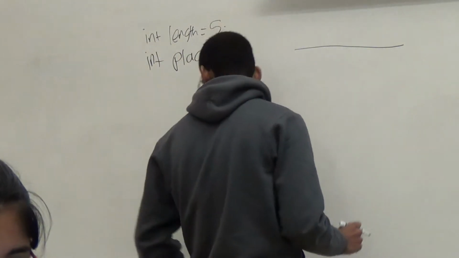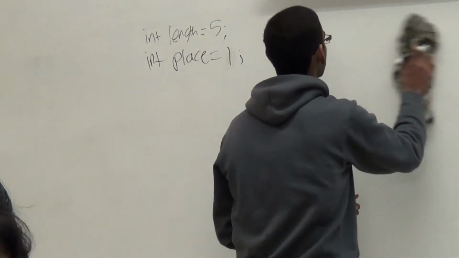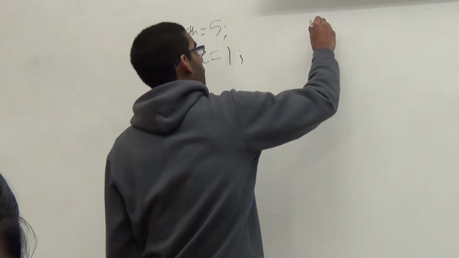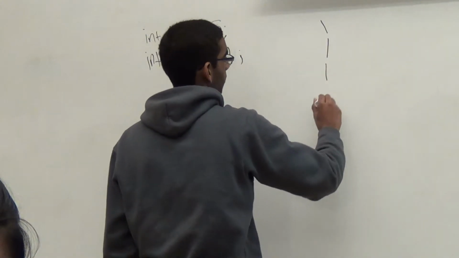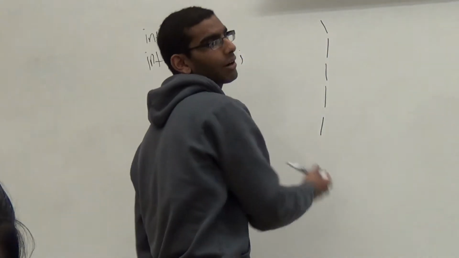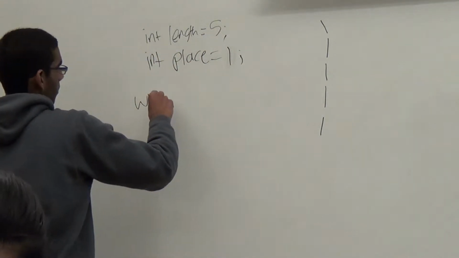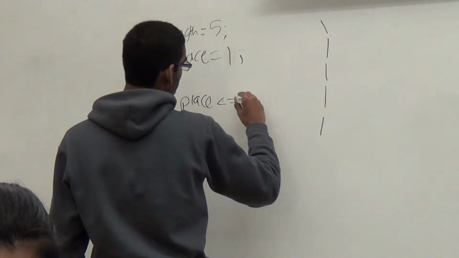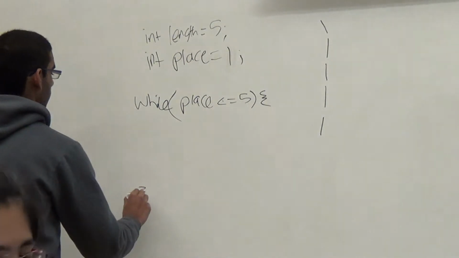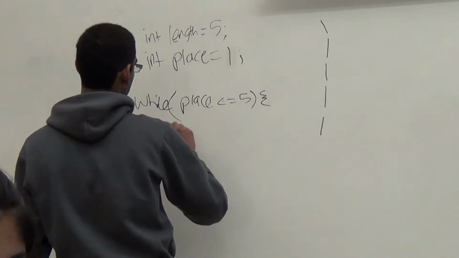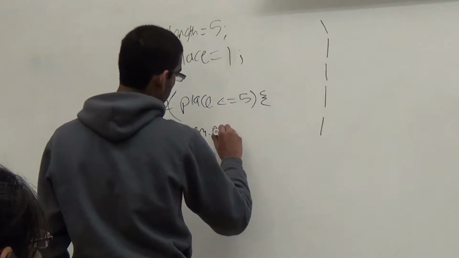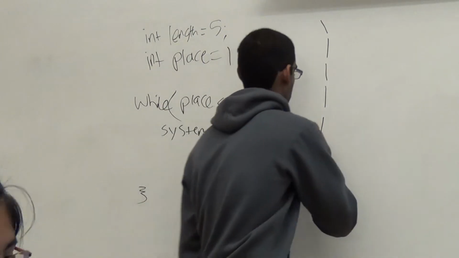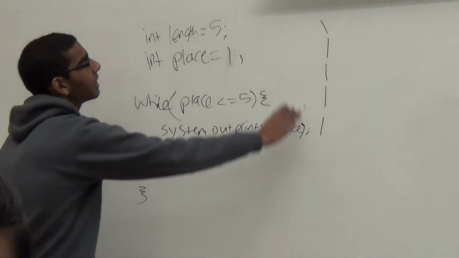Okay, so let's design the basic algorithm that we're going to use before we actually do this. So we want a while loop that goes through until it reaches 5, right? It's easy for us to do that, right? You just have a while loop. While place less than or equal to 5, then you'd say system out, right? So that'll give you this output.